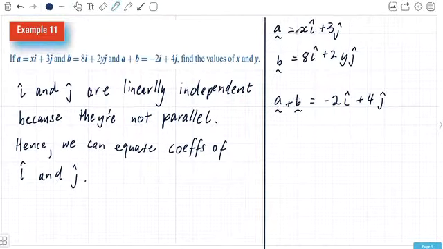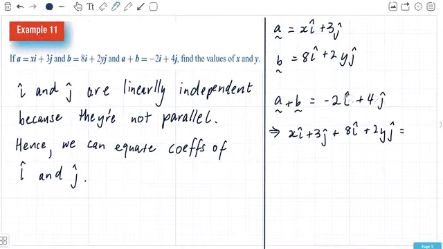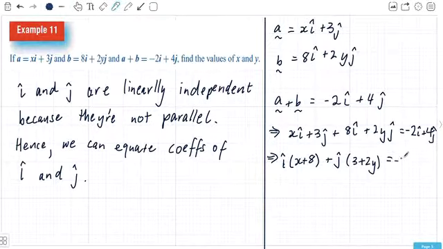Now if we actually substitute our A and our B into here, in place of A and B, we've got xi plus 3j plus B, which is 8i plus 2yj, equals what we know, which is negative 2i plus 4j. The key thing, remember, is to factorise the i's, so x plus 8, and to factorise the j's, so 3 plus 2y, equals negative 2i plus 4j.